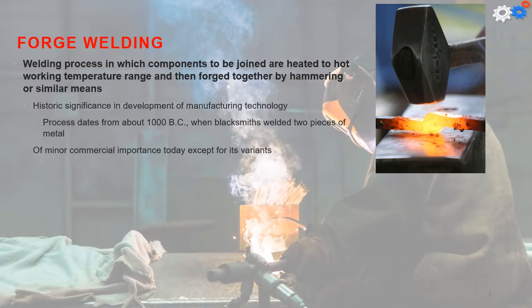Forge welding is the first type of solid-state welding process. It is a welding process in which the components to be joined are heated to a hot working temperature range and then forged together by hammering or similar means. It has historic significance in the development of manufacturing technology. The process dates from 1000 BC, when a blacksmith welded two pieces of metal. It is of minor commercial importance today, except for its variants.